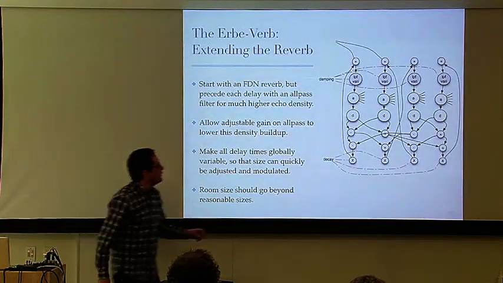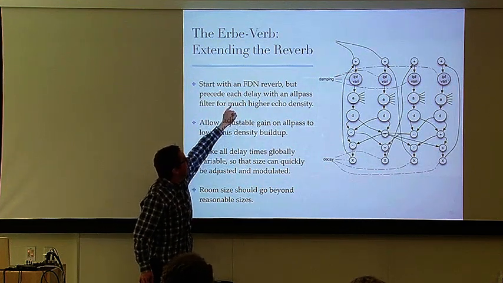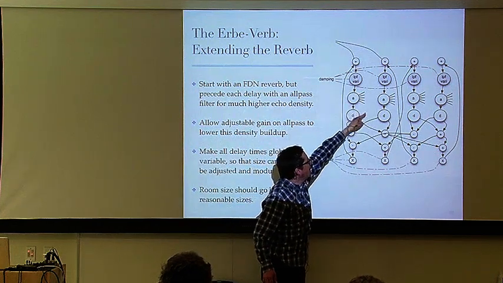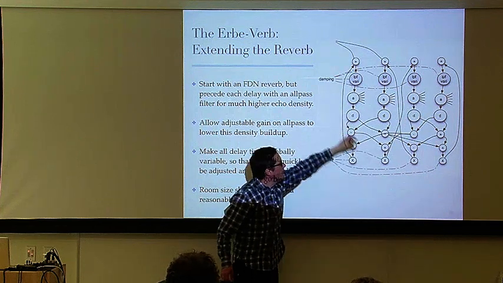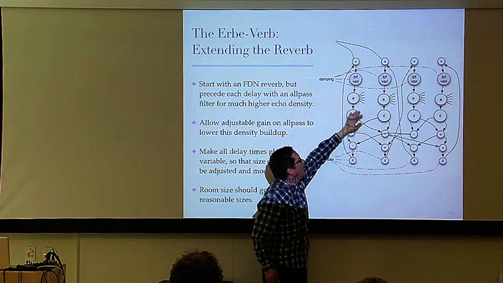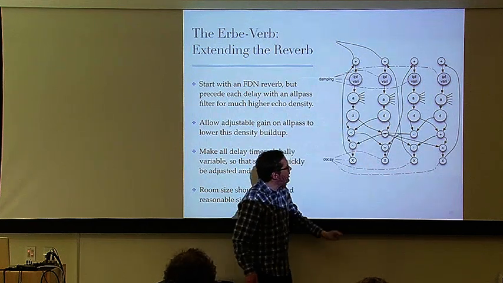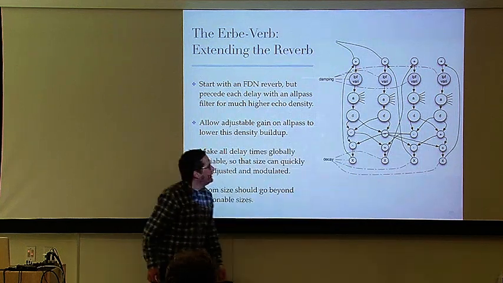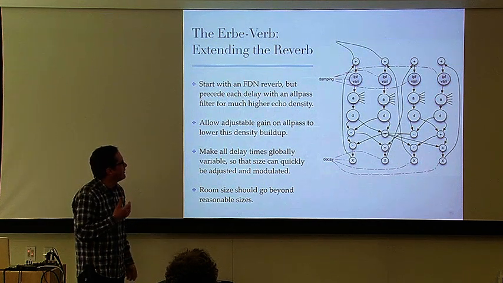So I started with the feedback delay network reverb. And I added an all-pass filter at the beginning of each delay line. So this gave me immediately much higher density. And sound enters all 4 delays at once, so it hits all 4 all-passes at once. And once you have one pass-through, things get pretty complex already.